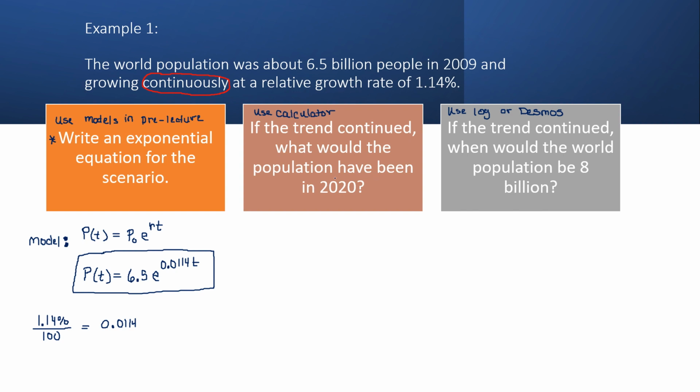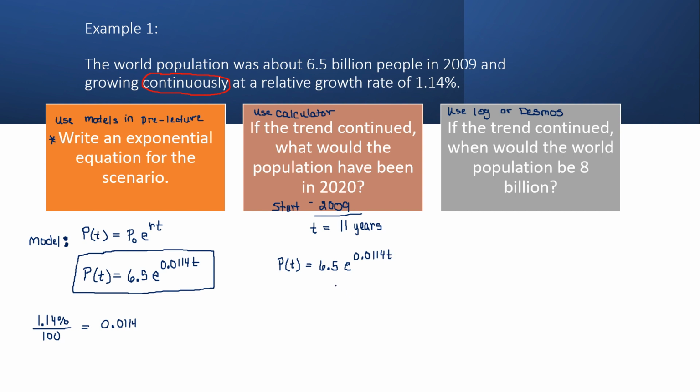So for this, I know that my starting date was 2009. And so if I subtract that out, so I take 2020 and I subtract out 2009, I see that this is 11 years after the start. And so that is a time, so I am going to put that into my formula for t. So I now have P of t, the population at some point in time, will equal 6.5 e to the 0.0114t.